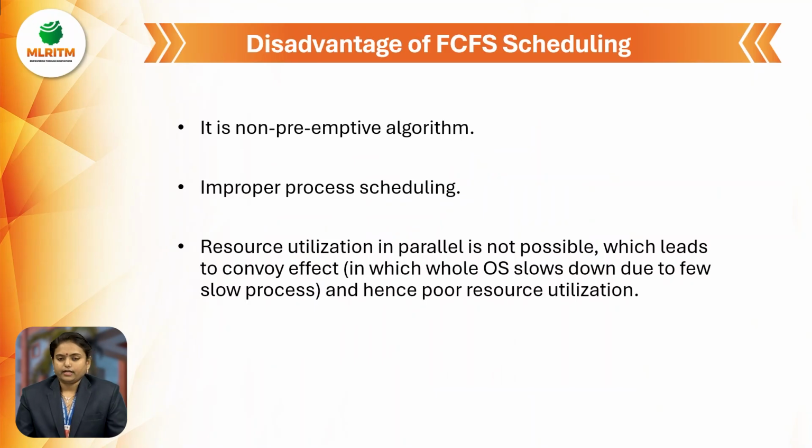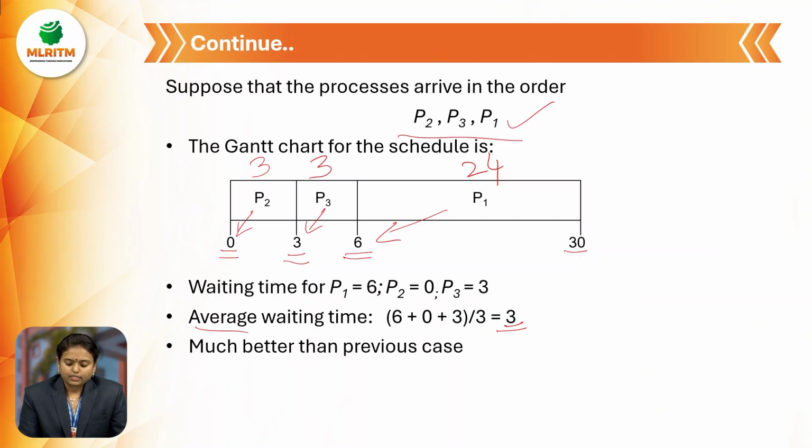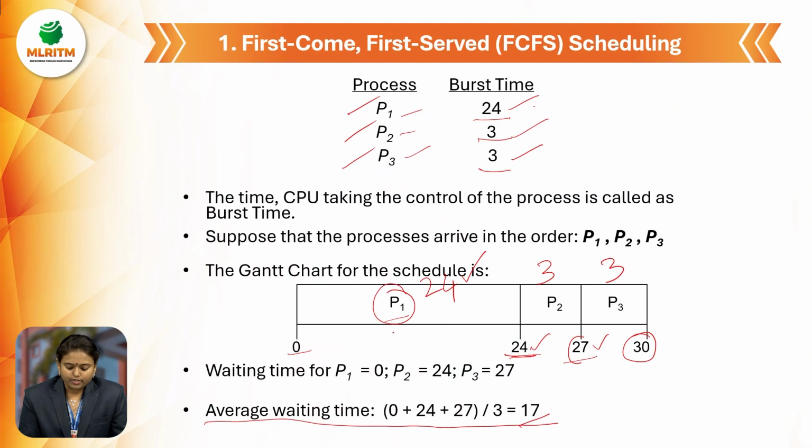So what are the disadvantages of this FCFS scheduling algorithm? It is a non-preemptive algorithm. That means it can't be interrupted once it has started. So until process 1 finishes, it keeps running.